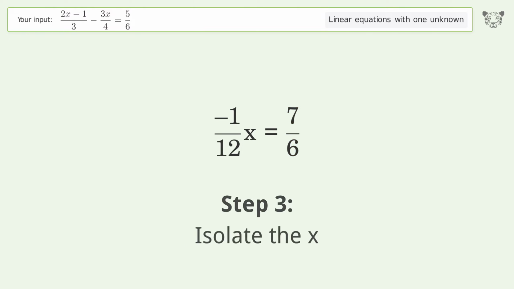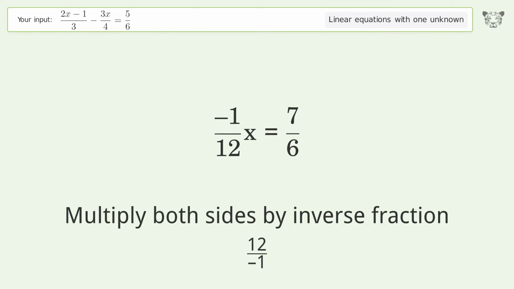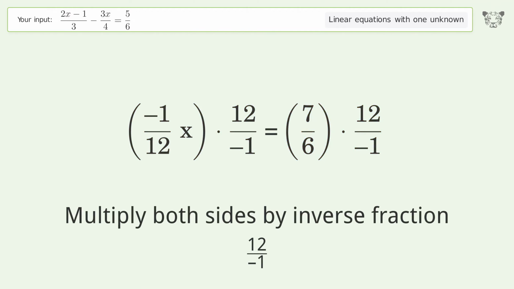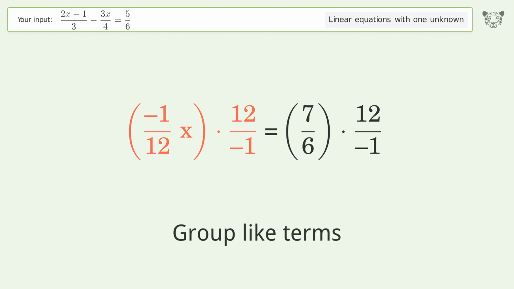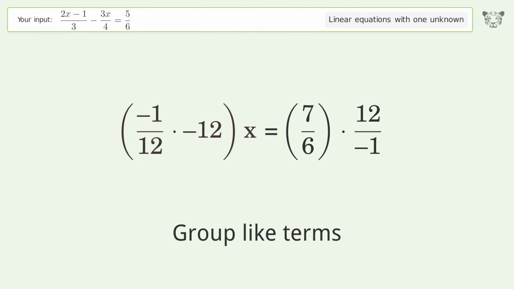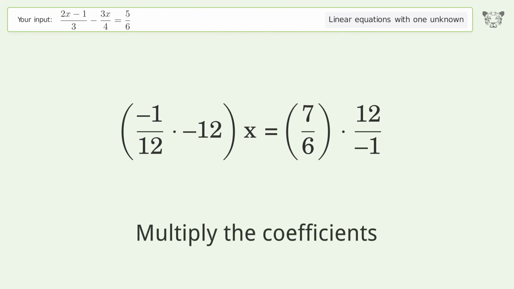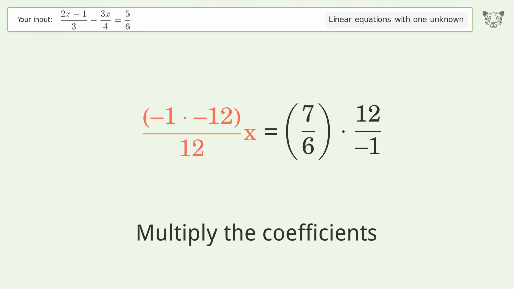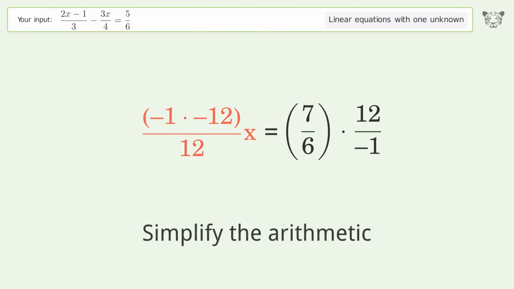Isolate the x. Multiply both sides by inverse fraction 12/(-1). Group like terms. Multiply the coefficients. Simplify the arithmetic.